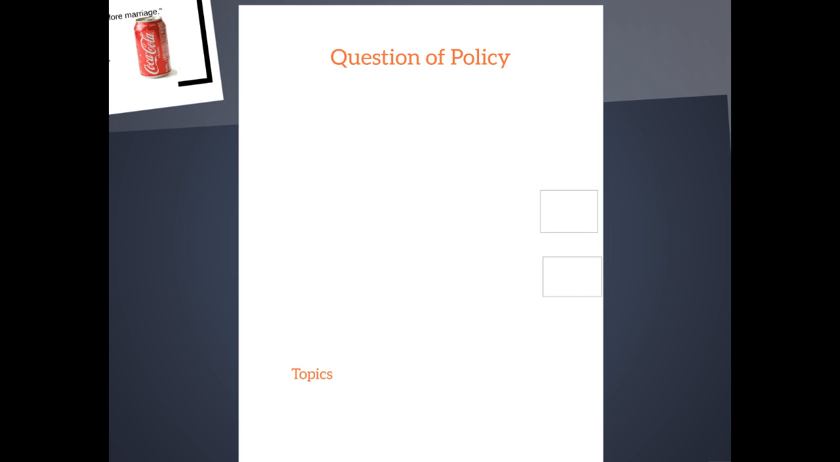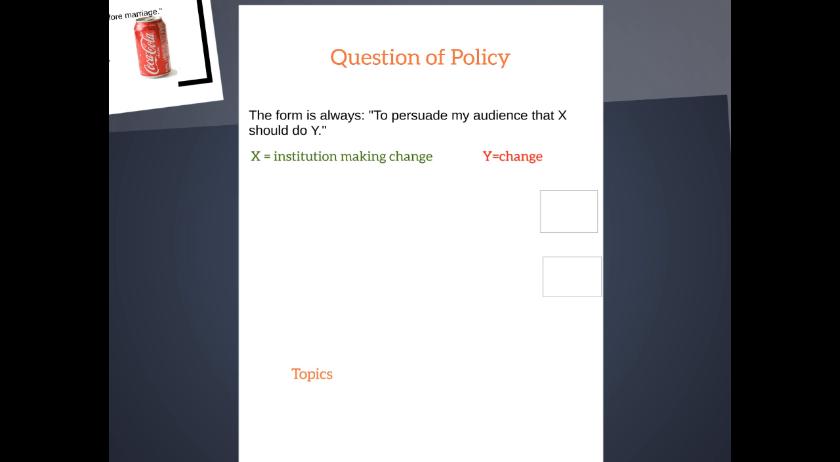Now, question of policy is where you're actually making a change. Let me break down how this works. This one's a little bit more complicated than the other two. Like I said before, it has to be formed as X should do Y. X is going to be the institution making the change. Y is going to be the specific thing you want to change. Keep in mind, there's actually two options for an institution.